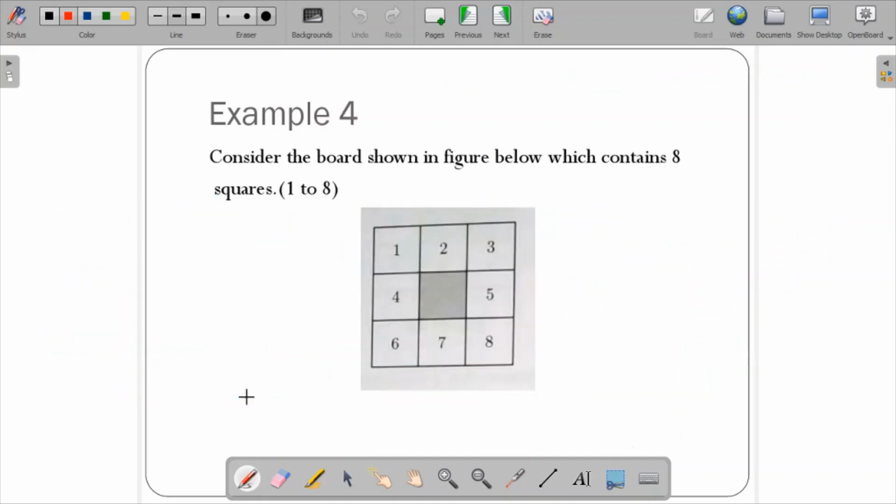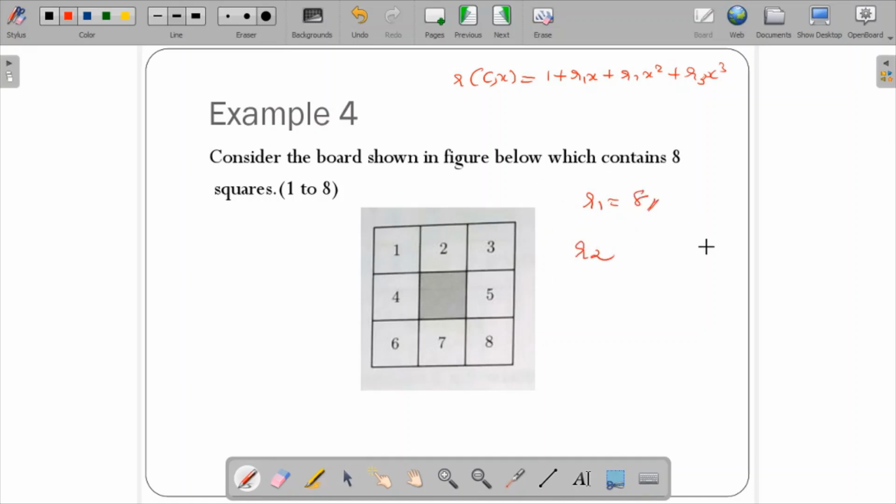Next we have example 4. Consider the board shown in the figure below which contains squares 1 to 8. So again I'll write R1. The formula is the same. R of C of x is equal to 1 plus R1 of x plus R2 of x square plus R3 of x cube. It is 3 cross 3, so max it will go to R3 of x cube. Here what is the value of R1? It is given already, 8 squares are occupied, so R1 is 8.